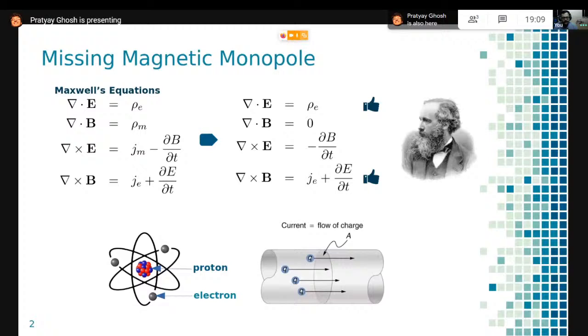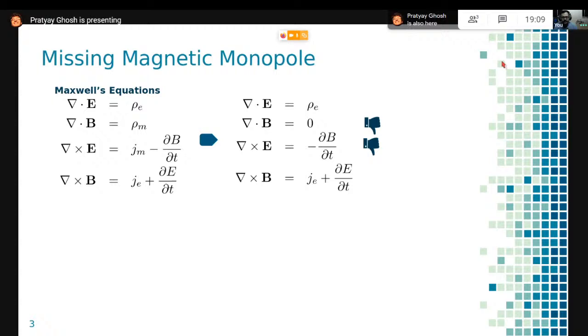However, these terms are not present in these two equations. You don't have a magnetic charge here, or a magnetic current. And the reason is what you have learned in your school days, that there is no magnetic monopole.